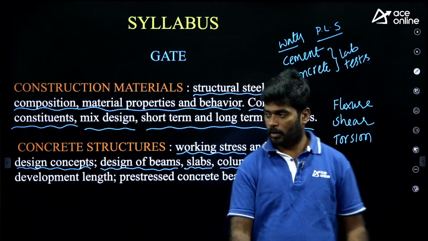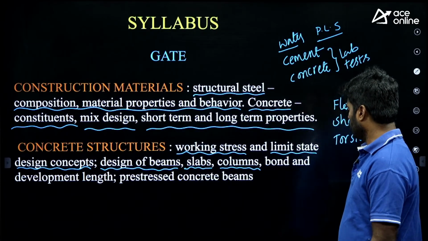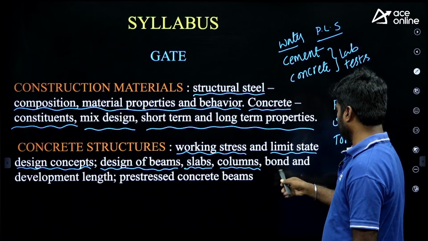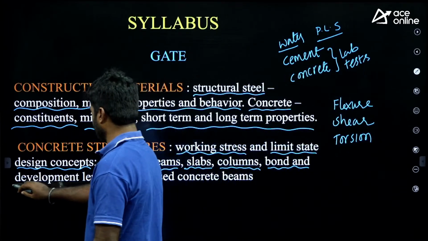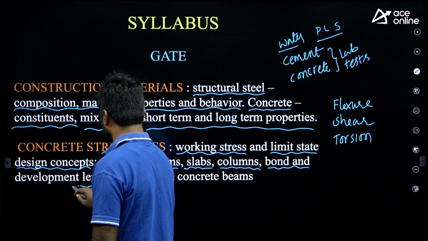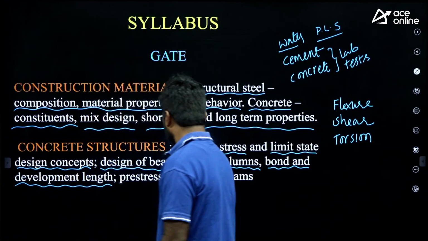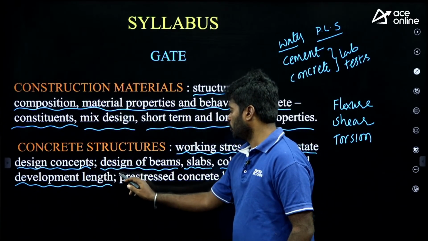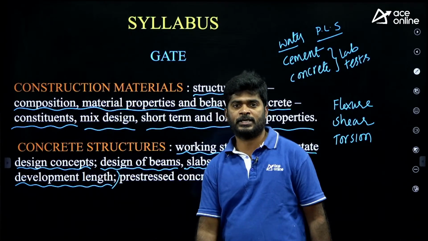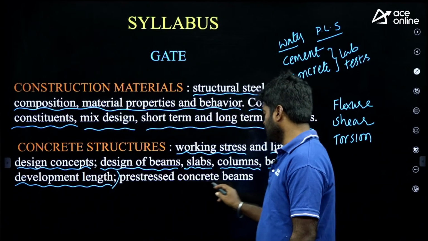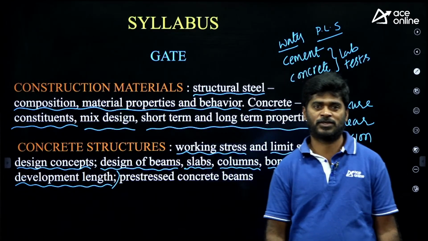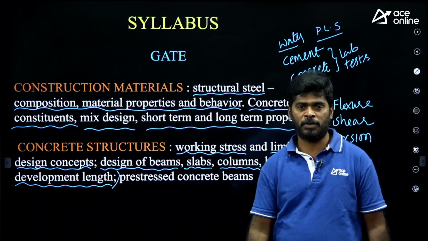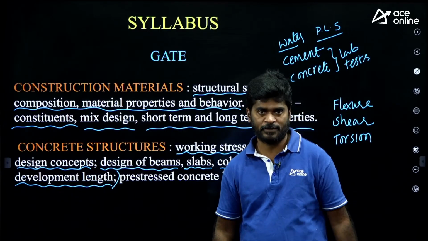Okay. Next one, bond and development length. Then pre-stressed concrete. Up to here only it is RCC. Next one, my dear, pre-stressed concrete beams. Simply given pre-stressed concrete beams or design of pre-stressed concrete beams, like that it is given in the syllabus.